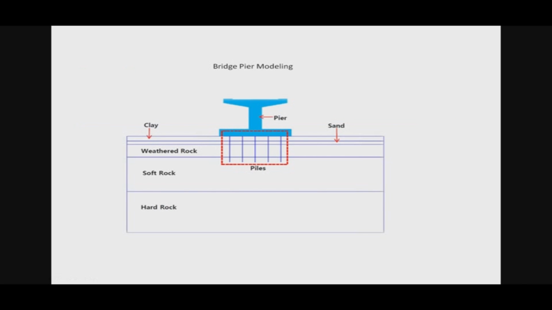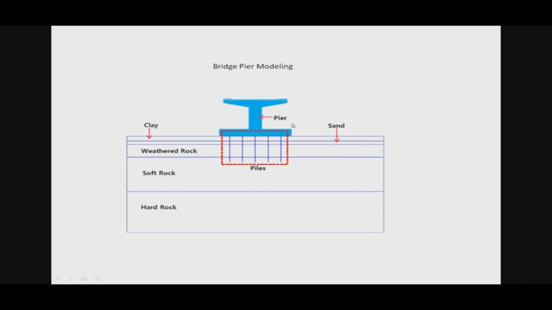So here is a cross-sectional view of what we are going to model today. As you can see here, there is a bridge pier, and we are going to model the foundation of the bridge pier. The foundation of the bridge pier is the pile foundation, and we are going to model different strata of soil as clay, sand, weathered rock, soft rock, and hard rock.